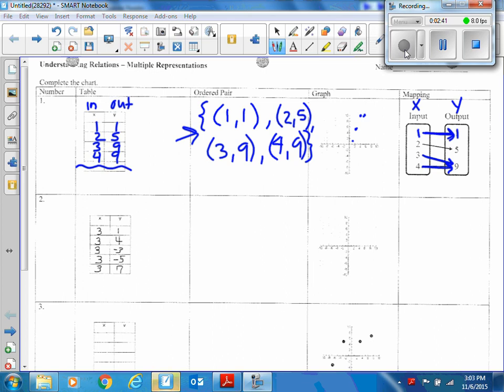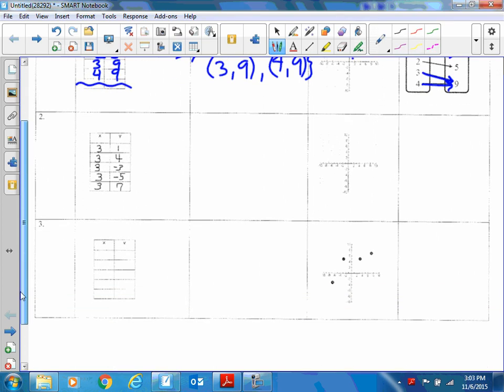Again, it's a very small graph, and it does go up by 2, so it does look a little off, but just do the best that you can. As long as you know how to plot coordinate points, then you get the point of what we're doing here. So that's really all that there is. We go from a mapping, to ordered pairs, to a table, to a graph. So now let's look at number 3. It is the same thing.